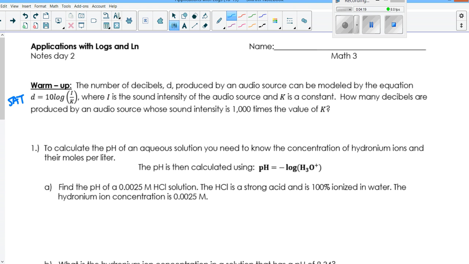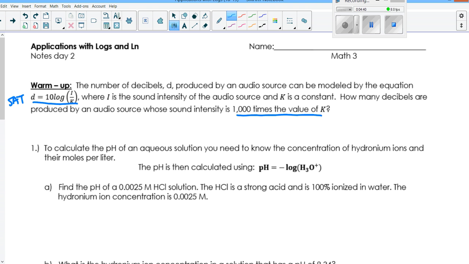So it says the number of decibels, D, produced by an audio source can be modeled by the equation. This is the equation we used yesterday, where I is the sound intensity of the audio source and K is a constant. How many decibels are produced by an audio source whose sound intensity is 1,000 times the value of K?